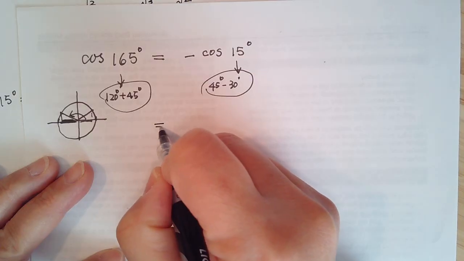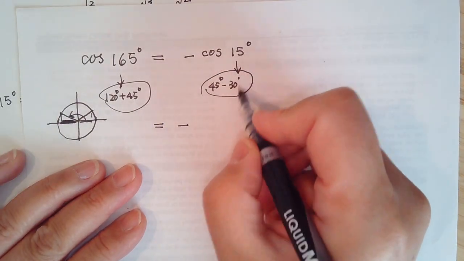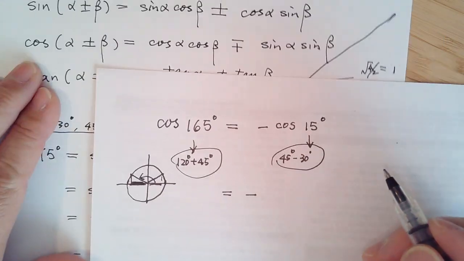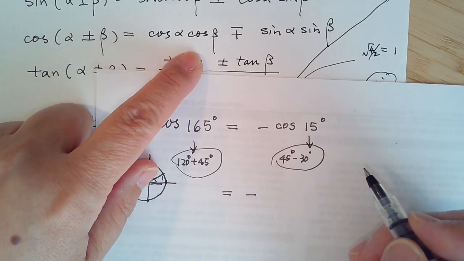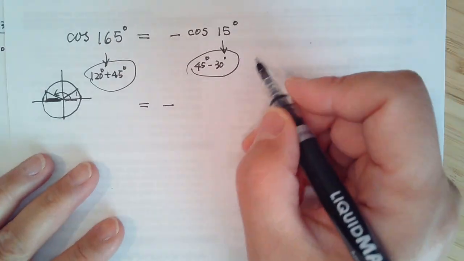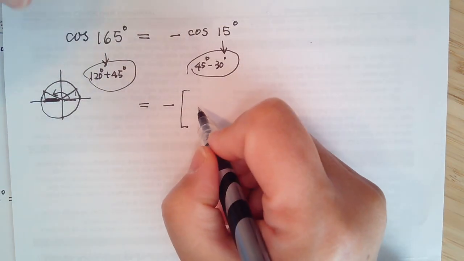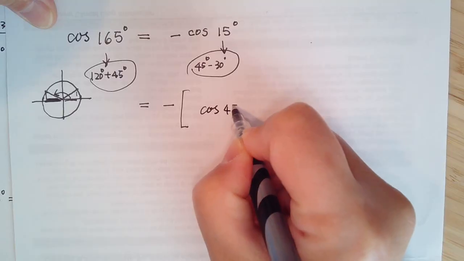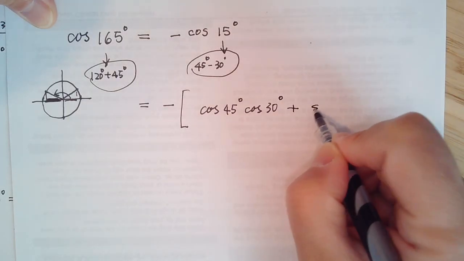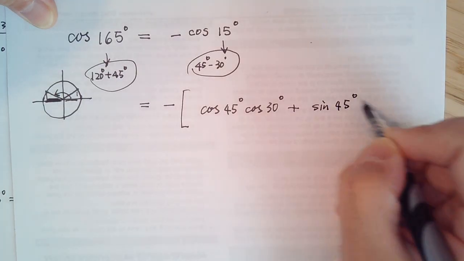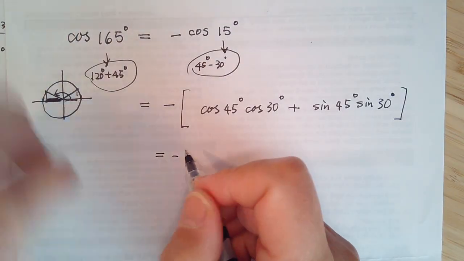just use this one. So that will be negative cosine alpha minus beta. See, cosine alpha minus beta is cosine alpha cosine beta plus sine alpha sine beta. So I keep this negative sign outside. So I will get cosine 45 degrees cosine 30 degrees plus sine 45 degrees sine 30 degrees, and that is negative.